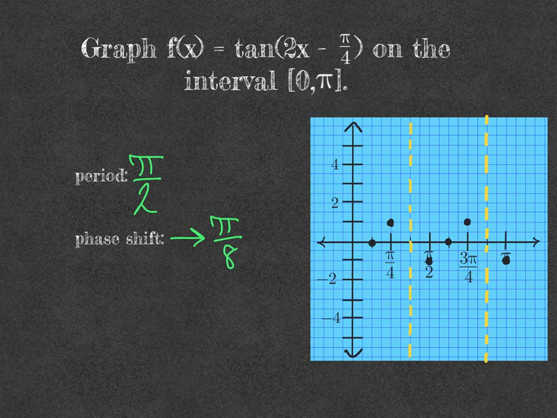And you can always check your work by plugging a 0 into the function and making sure that you do in fact get -1. But I assure you that's what you will get, and we will go ahead and plot that point. And now we are ready to go ahead and connect our points. And here's the result.